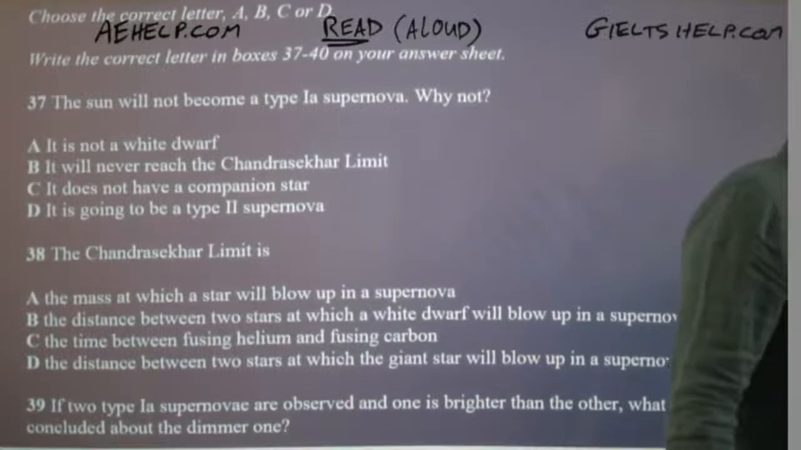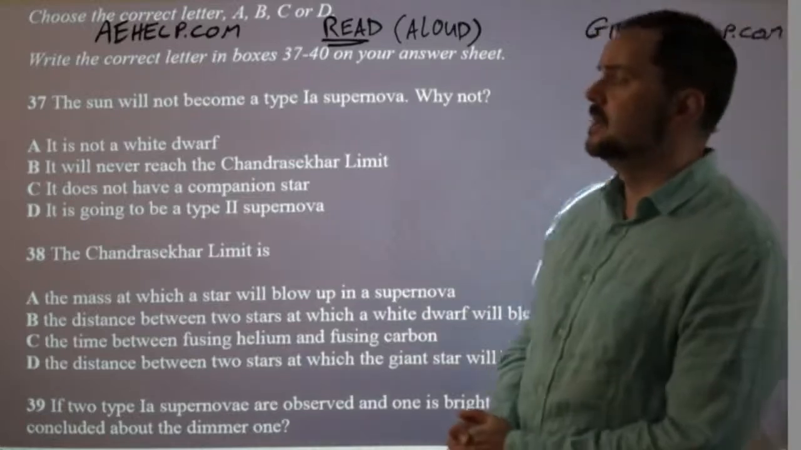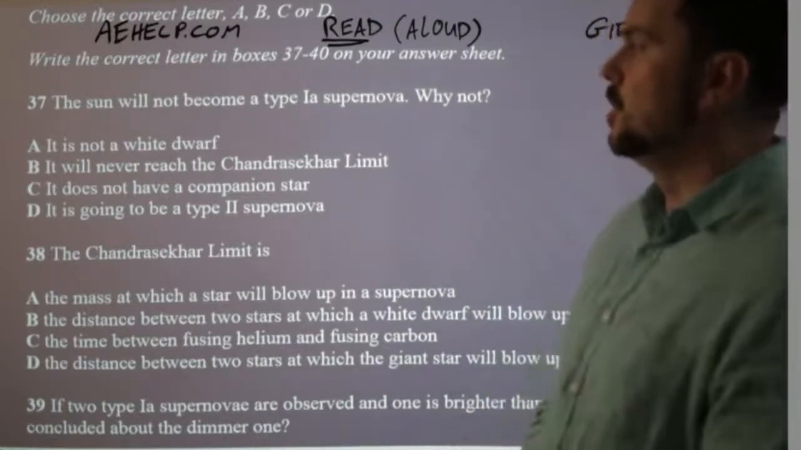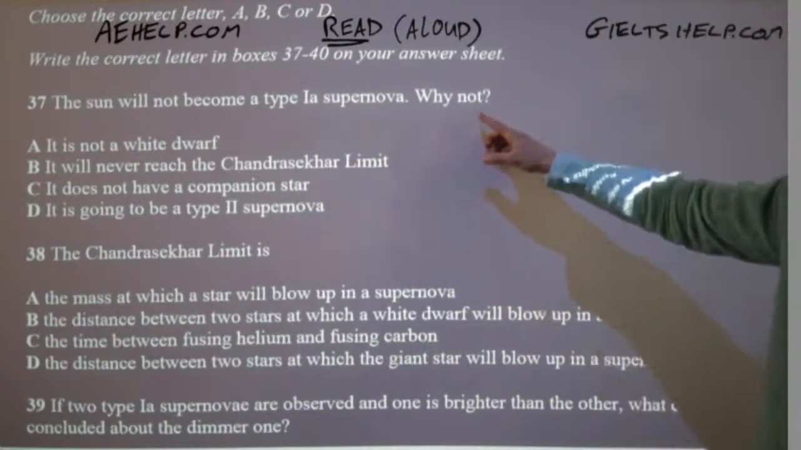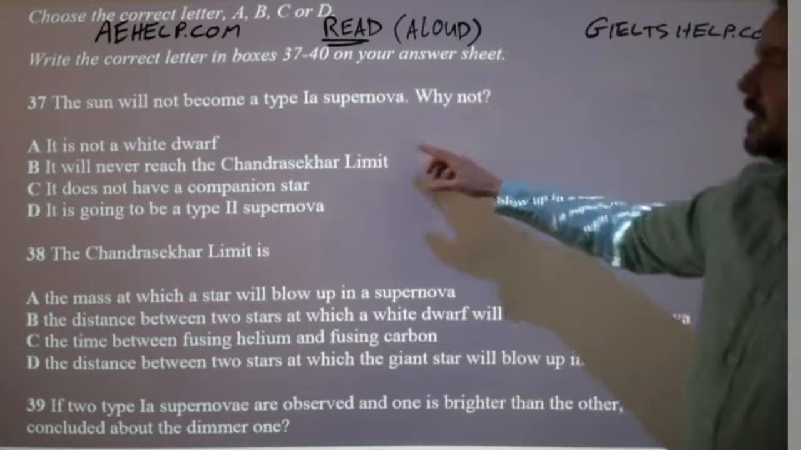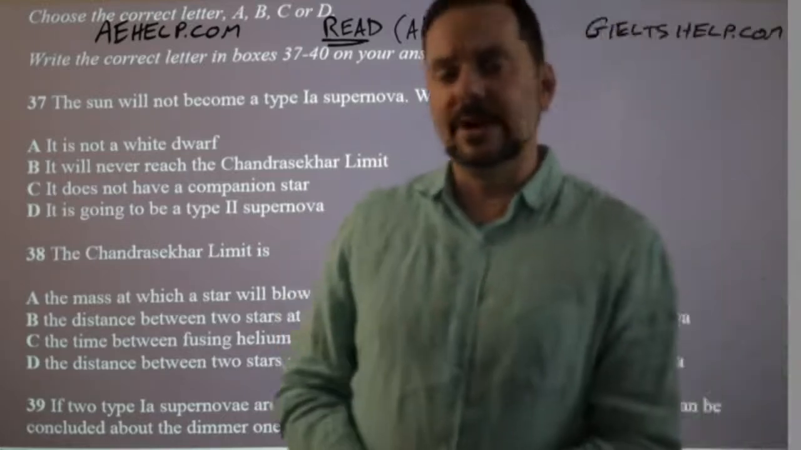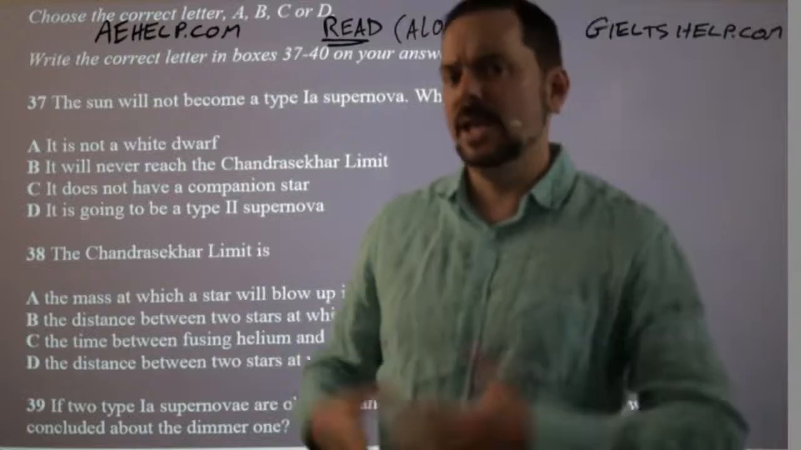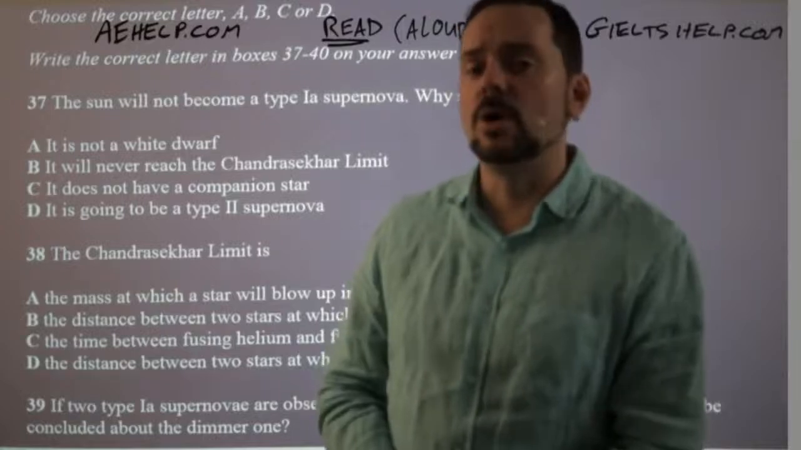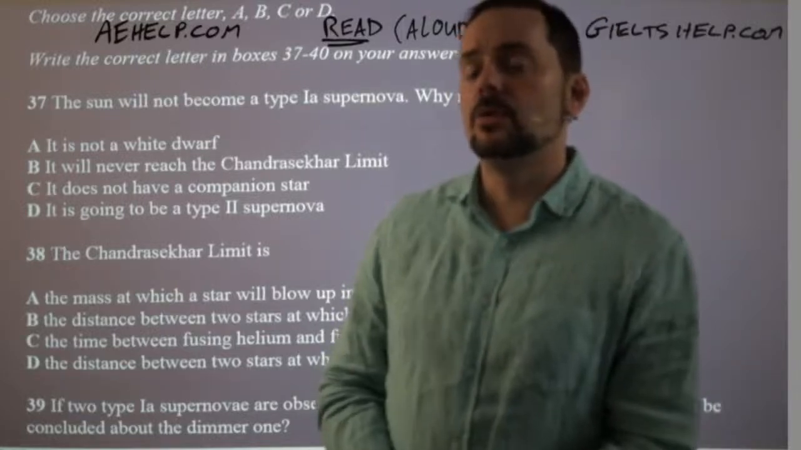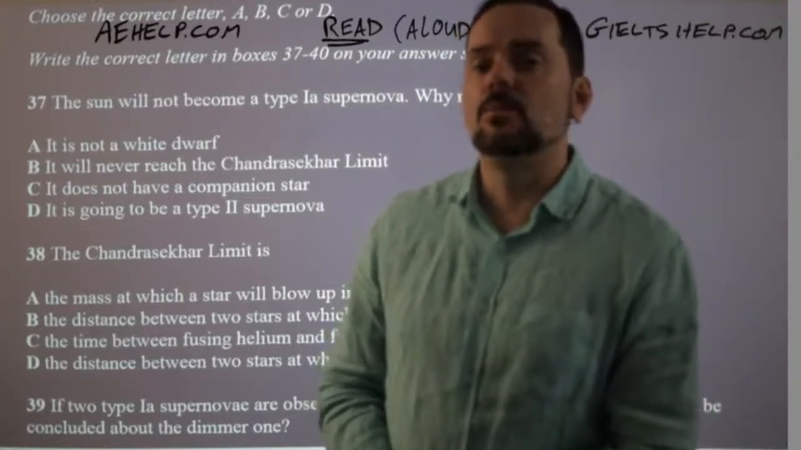Okay, so now we get to these multiple choice questions. With multiple choice questions, the trick is to think about the answer on your own. So the sun will not become a type 1a supernova. Why not? Okay, so why will the sun not become a type 1a? Well, here I have to remember paragraph C. And paragraph C explains what is needed for type 1a supernova. So what was that? And then I know why it won't become a type 1a.